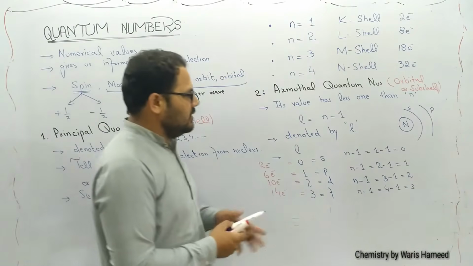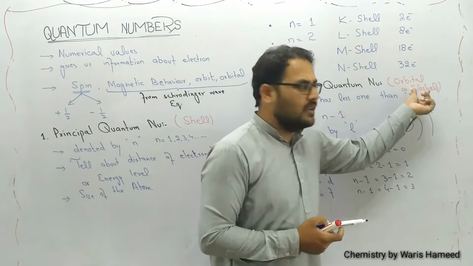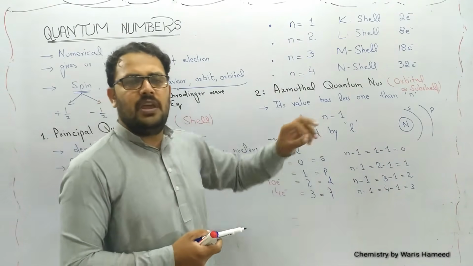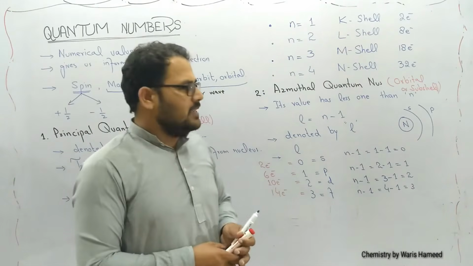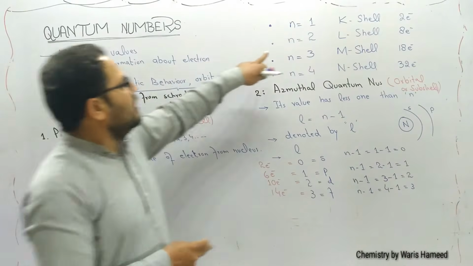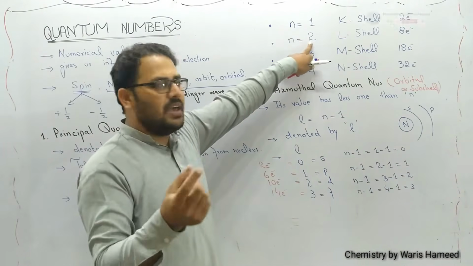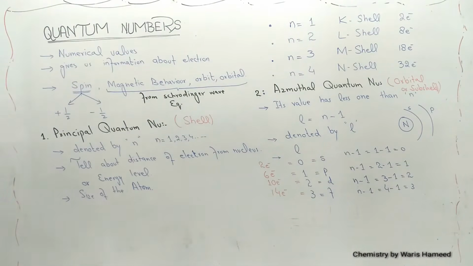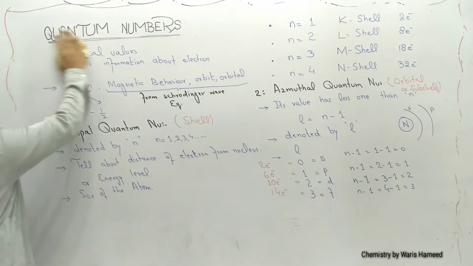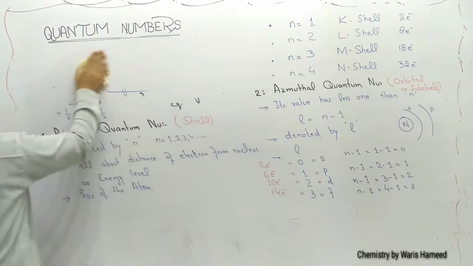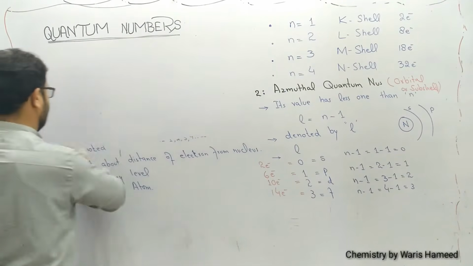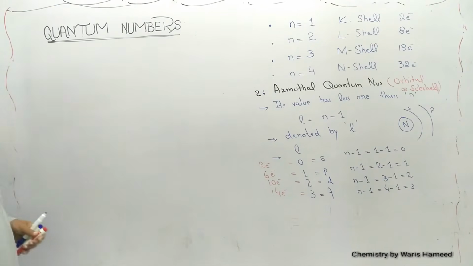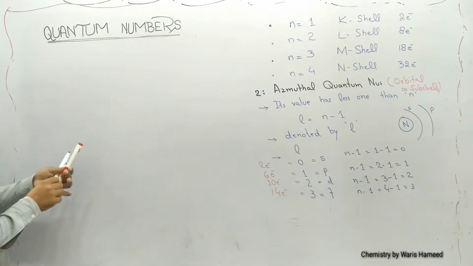Azimuthal quantum numbers actually give information about orbitals or subshells, and we know that the first shell, when n is equal to 1, will have only one subshell, that's S, and if the value of n is equal to 2, then it will have S and P. Now moving to the next. The third quantum number is the magnetic quantum number.